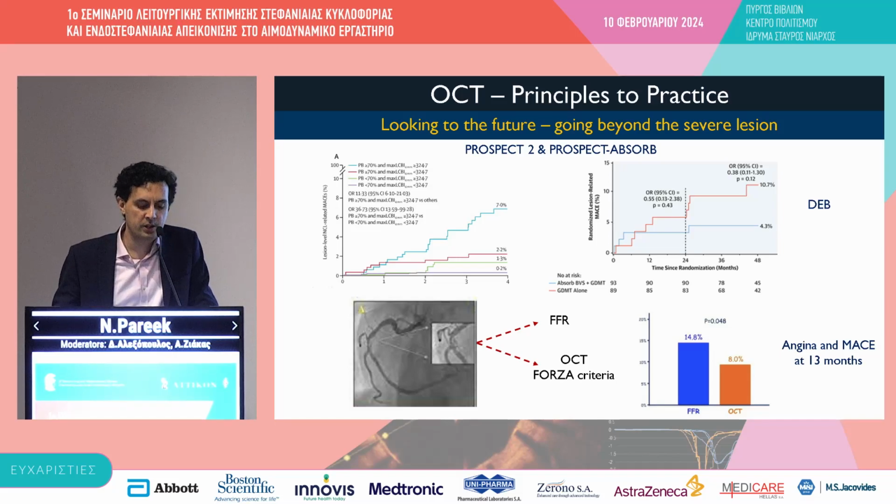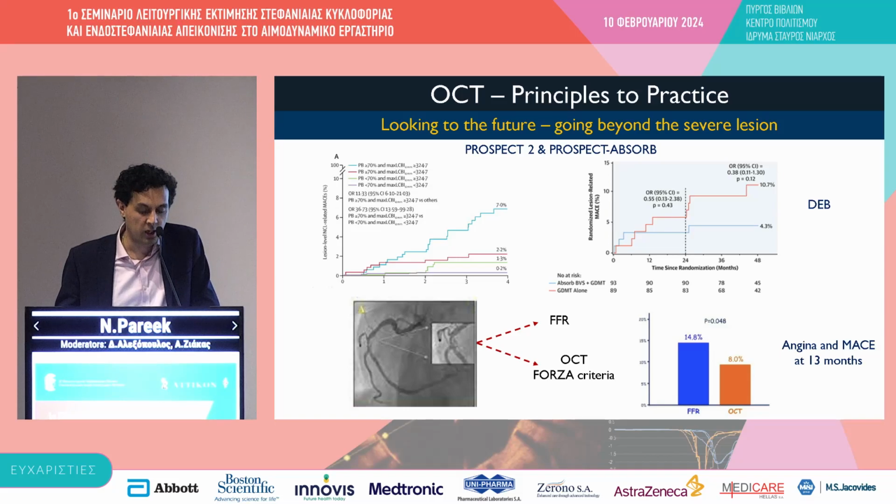Well, the Prospect 2 study showed us that if you have a plaque burden of over 70% and a lipid core burden index over 325, compared to those with none of those features, you have an over 10-fold increase in MACE out to 4 years. And the Prospect Absorb study, albeit limited by the Absorb scaffold, suggested that you can passivate those lesions.